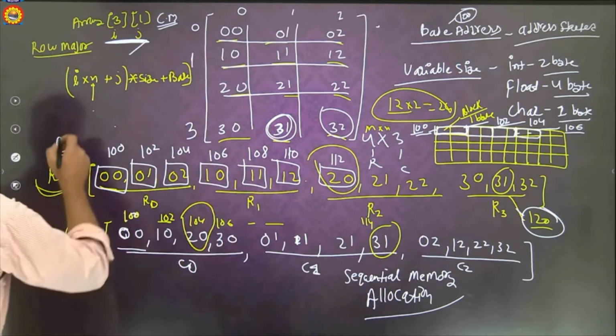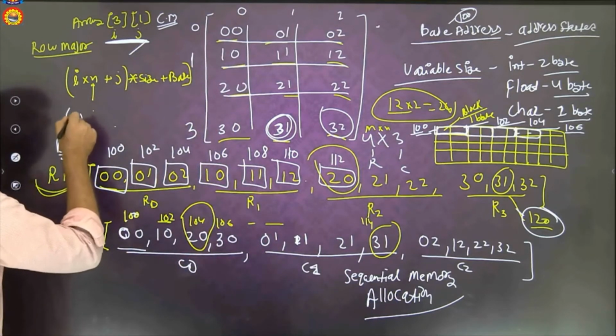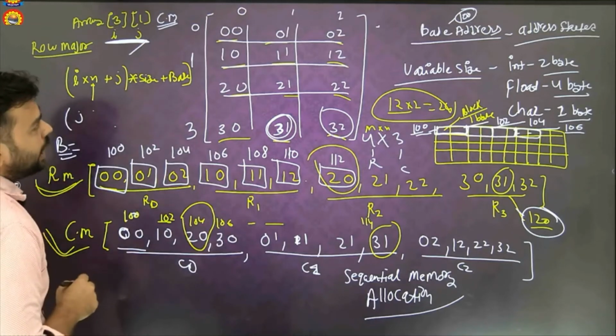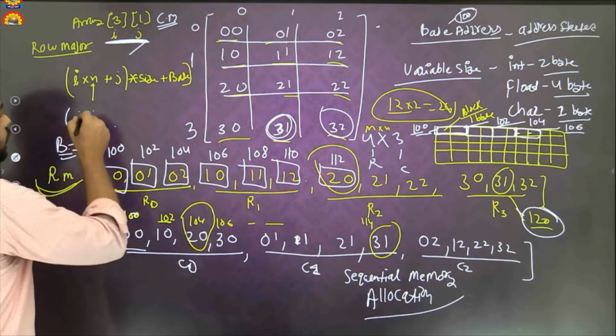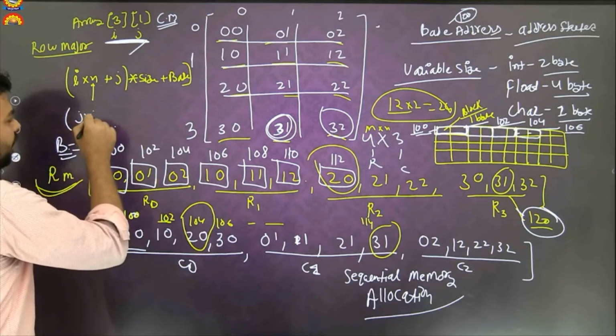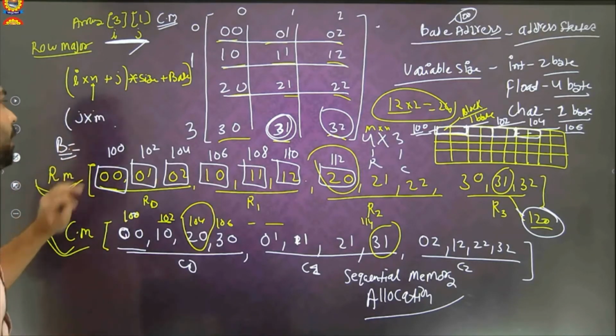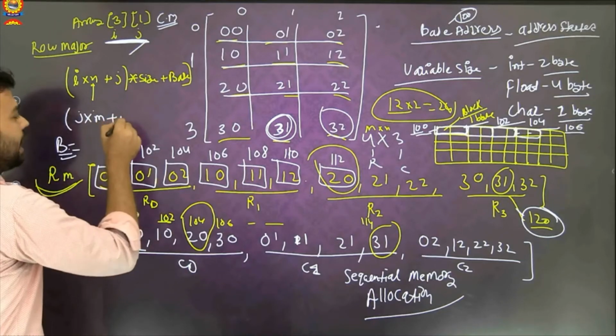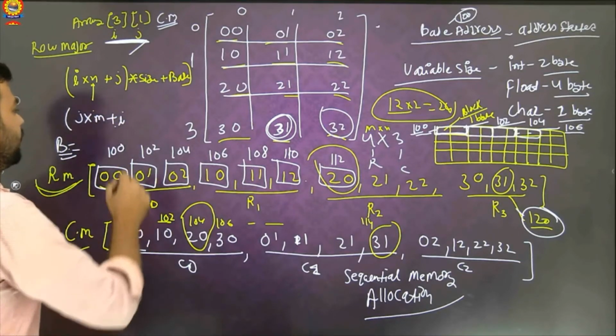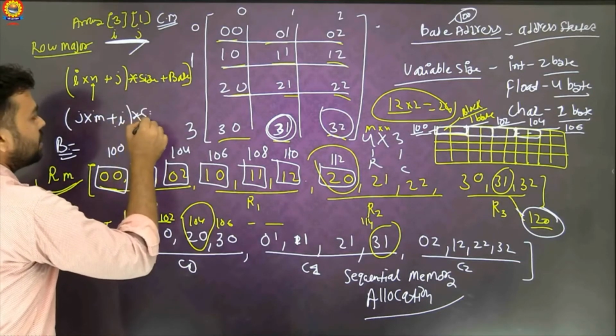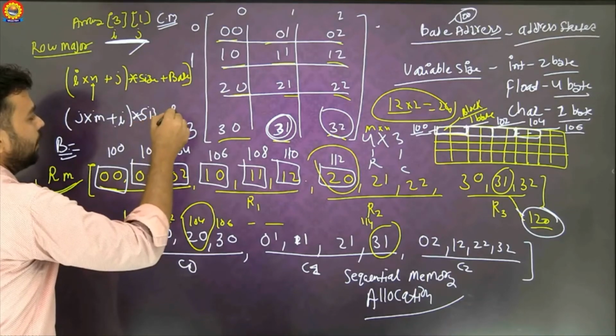So in a similar way, how can we do this? We simply multiply j. What is j? J is the number of column into number of row. What is the row? N. Here we take n, here we take m, plus I. What is I? I is a particular row into the size plus base.